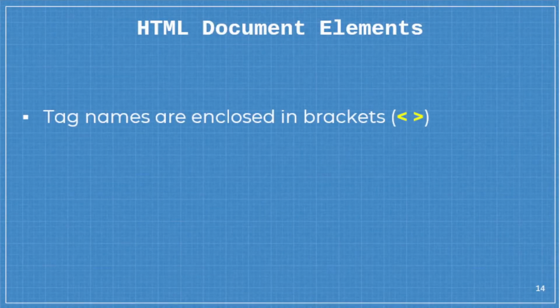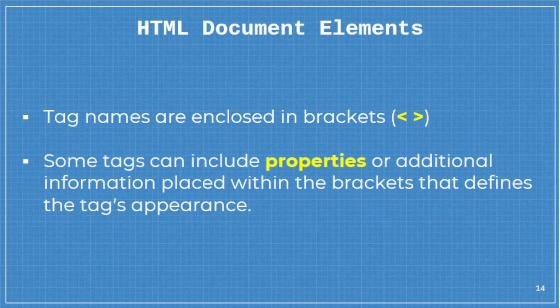Tag names are enclosed in brackets. That's the less than and greater than symbol that is usually found. Just check it on your keyboard. I think it's beside letter M above the space bar. I don't know the layout of your keyboard, but find the brackets, the less than and greater than symbol. Some tags can include properties. These are additional information that defines the appearance of the tag. Okay.